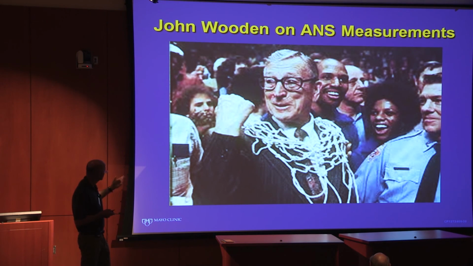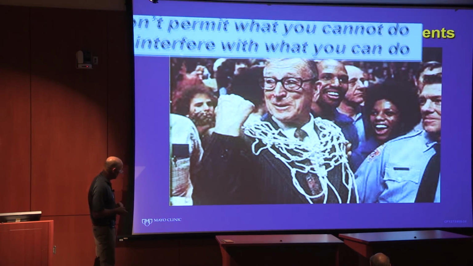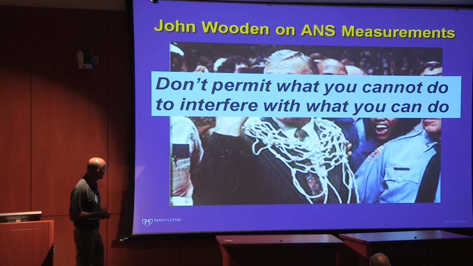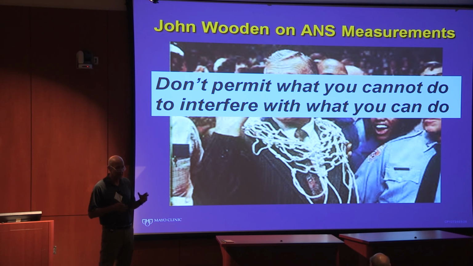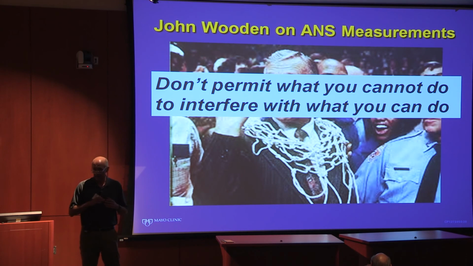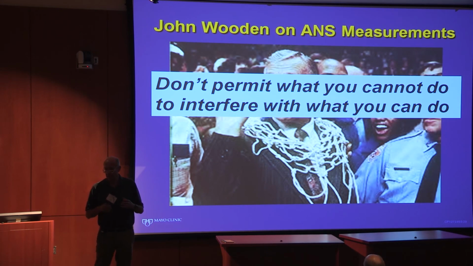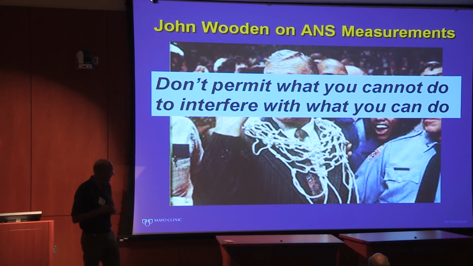And then we always have to think of John Wooden and autonomic nervous system measurements. One of his great quotes was, don't permit what you cannot do to interfere with what you can do. If you look at what people measure when they do their experiments, they typically follow this piece of advice, and really a lot of what is or is not done is based on their skill set, how convenient it is, how invasive it is, how time-consuming it is, and a whole lot of practical considerations like that.